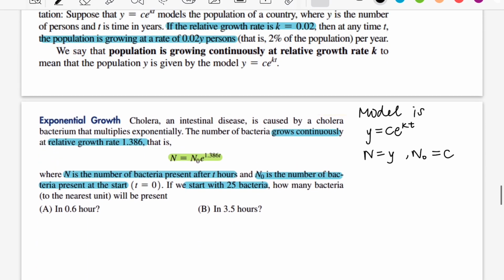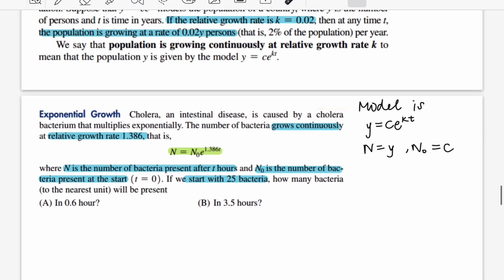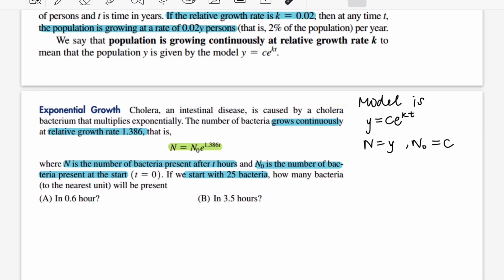Now, what we're trying to do is find this value in here, so the number of bacteria present after t hours. And in part A, our t is going to be 0.6 hours. And we have all of our information needed, actually. We can plug into our equation.